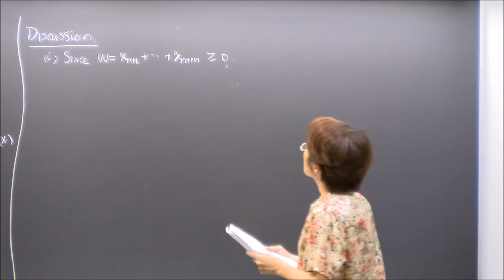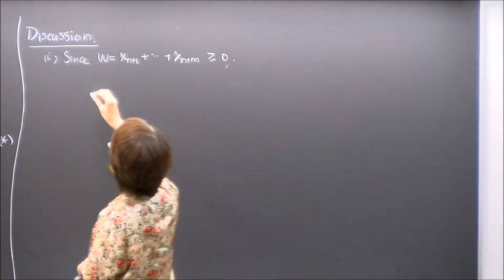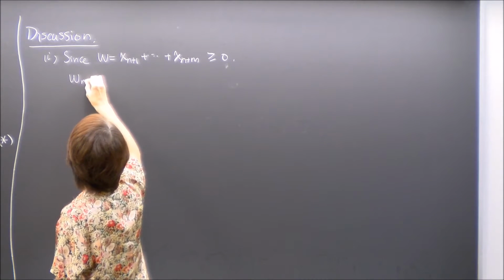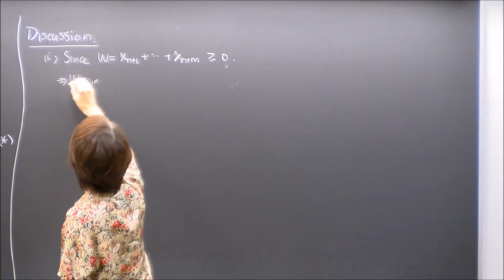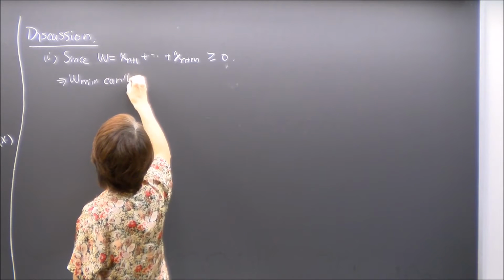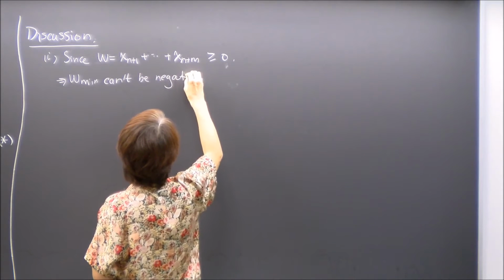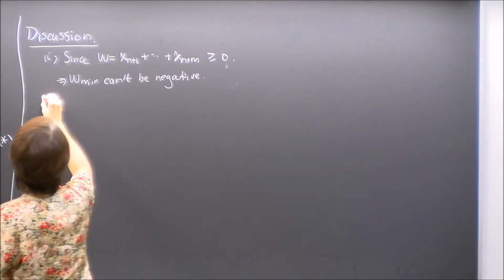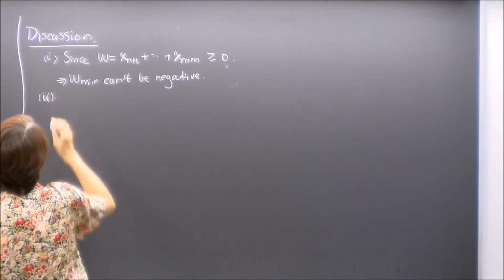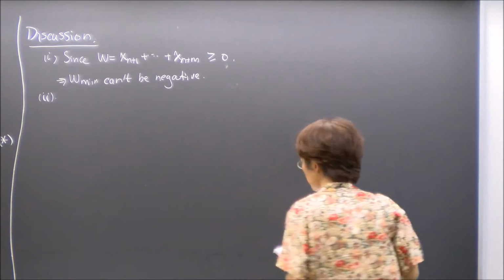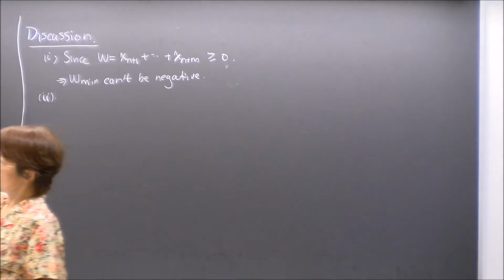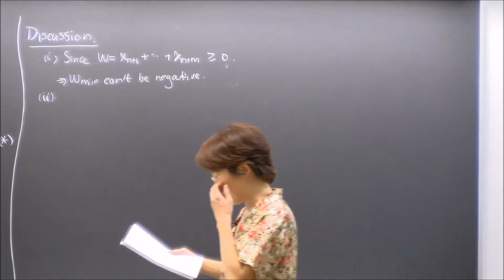Okay. So W min, we conclude, can't be negative. That is one observation. Now the second observation. We're trying to build some connection between our minimization problem and the constraint in set 1.